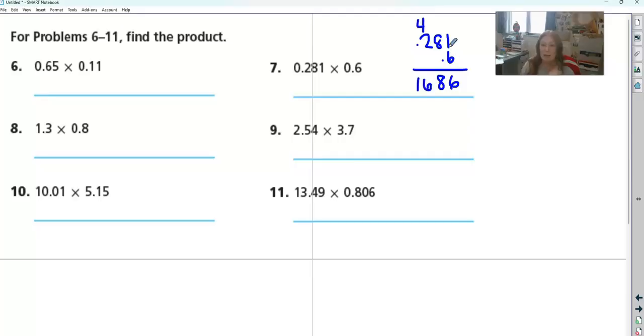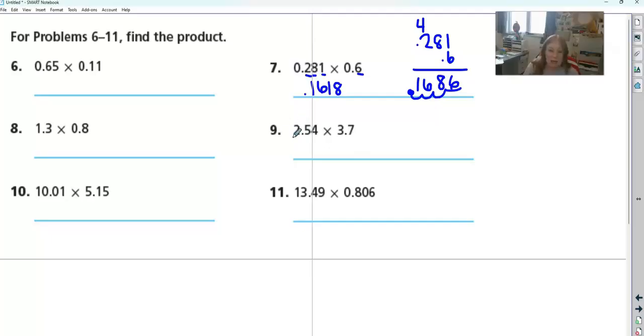Now I have 1, 2, 3, 4 decimal places. That means I need to move this 1, 2, 3, 4 decimal places. So my answer is 0.1618. So that's 1,618 ten-thousandths. So very, very tiny, but we're multiplying teeny tiny numbers together.